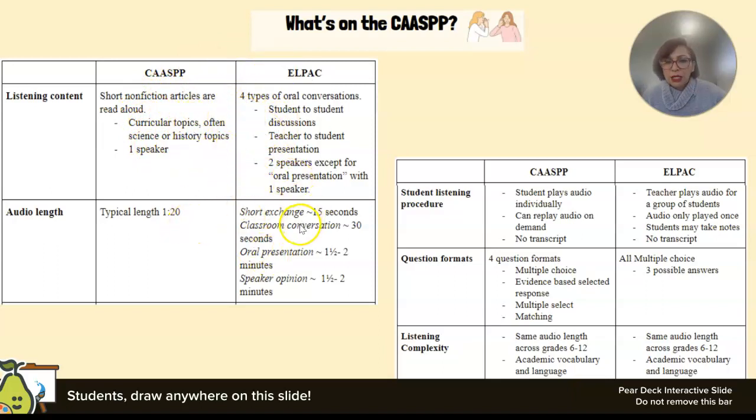One of the biggest differences, of course, is the students' listening procedures. For the CAASPP, students can play the audio individually and they can replay the audio. There is no transcript, but they can replay it to listen to it. On the ELPAC, on the other hand, the teacher plays the audio to the group of students and the audio is only played once, usually for about a minute or so. If you've ever proctored the ELPAC, you'll know how challenging and rigorous it is for our students to score pretty high on that test. So again, you could take a look at that to drill down.